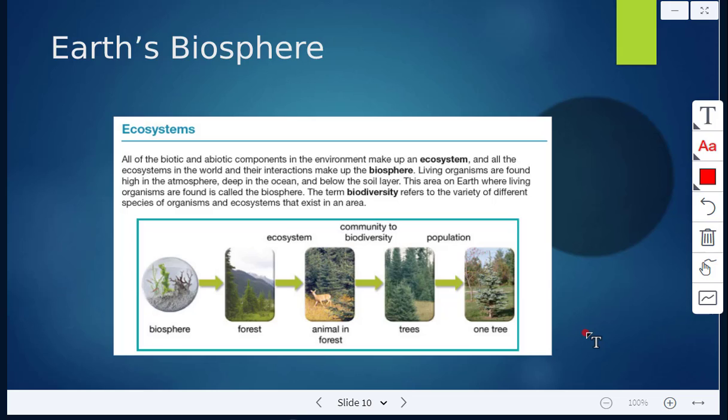Living organisms are found high in the atmosphere, deep in the ocean, and below the soil layer. This area on Earth where living organisms are found is called the biosphere. When we talk about the term biodiversity, it refers to the variety of different species of organisms and ecosystems that exist in an area. Here is showing the levels in biology: we have the biosphere, ecosystem, then the community, then a population, and then a species, or an organism that is part of the species.